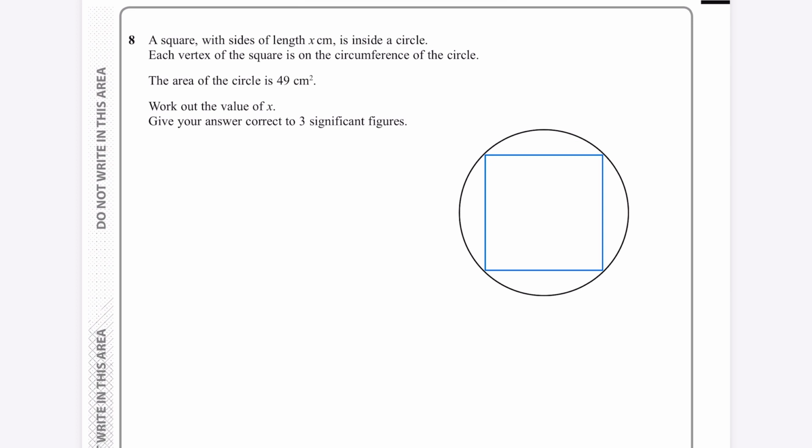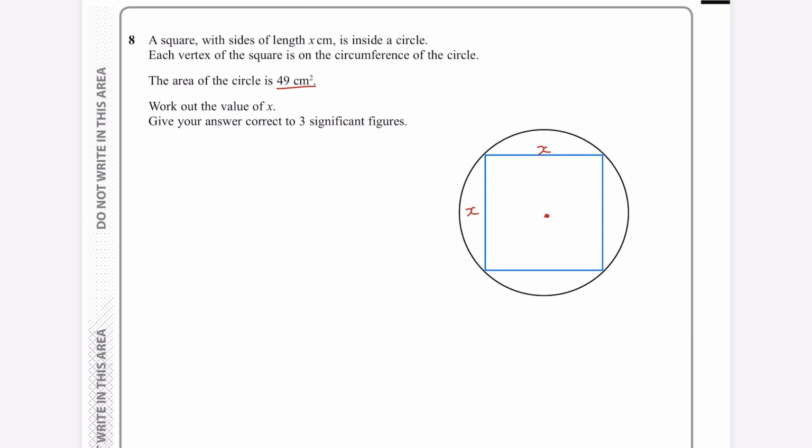As we've been told, a square with sides of length x, so that's x there, and that's x there. Each vertex, yep. The area of the circle is 49 centimeters squared, yep. Work out the value of x. Okay, so what we can start with is, we've been told the area and it's a circle. So you should already start to be thinking about, the circle's going to have some sort of a center, it'll have some sort of a radius.